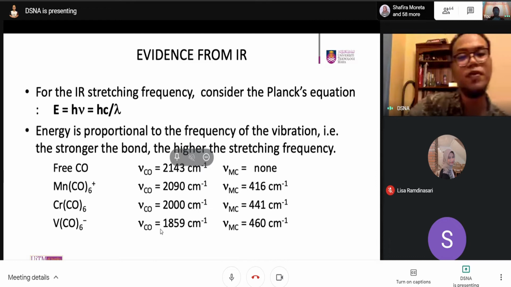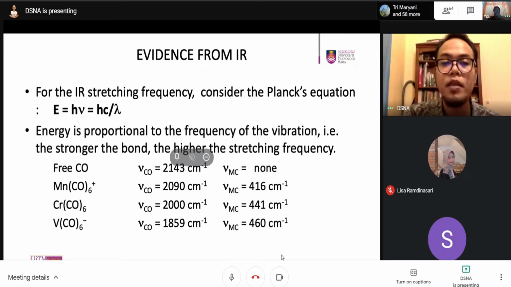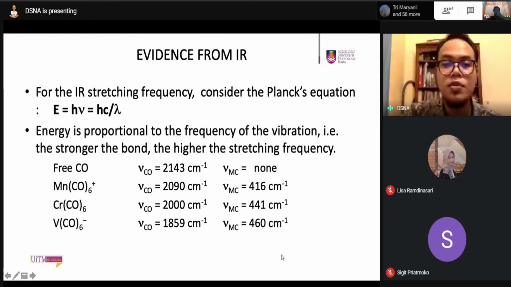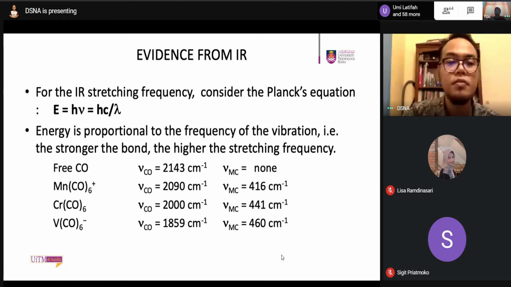The first one is free carbonyl, meaning there is no metal. This is not a complex. This is just free ligand. This is unbonded, tidak terikat dengan mana-mana logam. So ini frekuensi untuk carbonyl. Frekuensinya adalah 2143. It's quite high. So carbonyl is a strong, very intense peak on the spectrum.